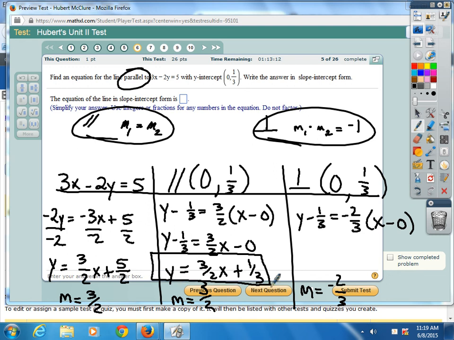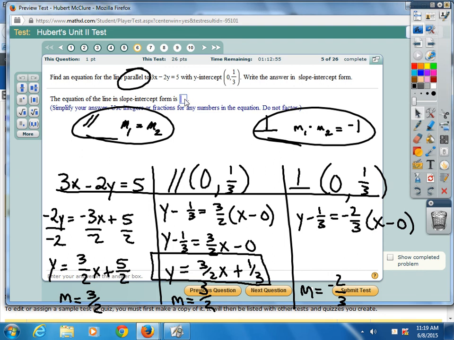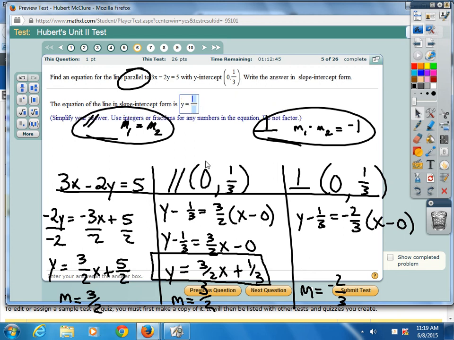Now the reason I do this is because when you do one of these for homework, you do both the parallel and the perpendicular, so you get extra practice. So y is equal to 3/2 x plus 1/3.